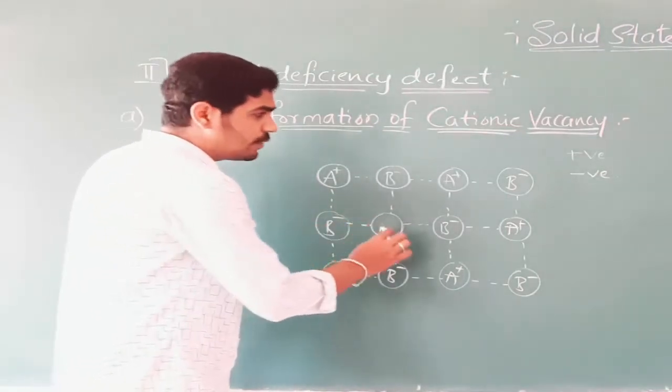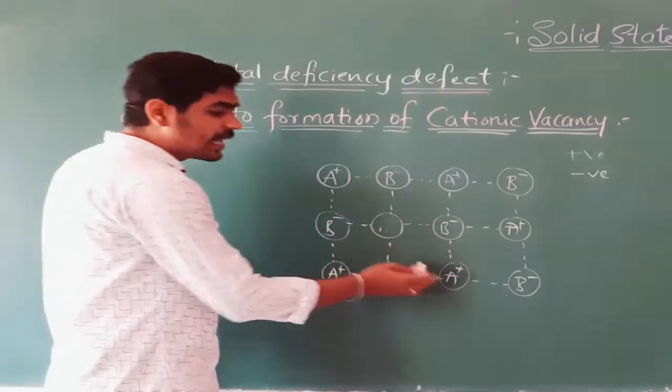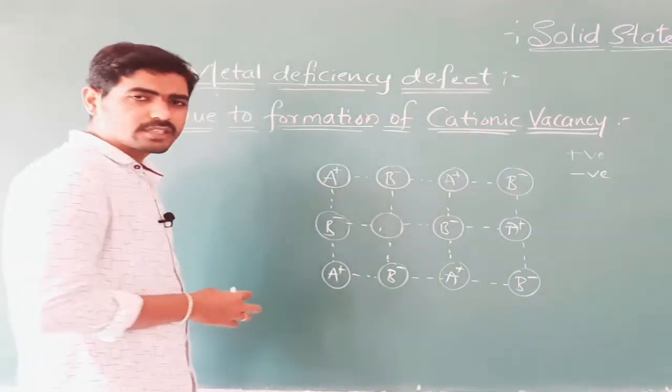Here when we remove the cation, one of the neighboring cations gets a higher charge on it, or positive charge on it.